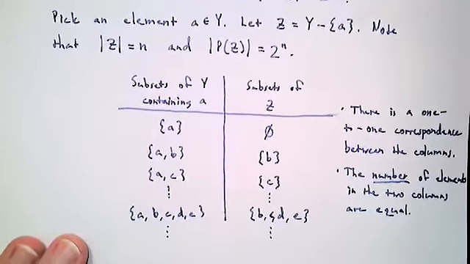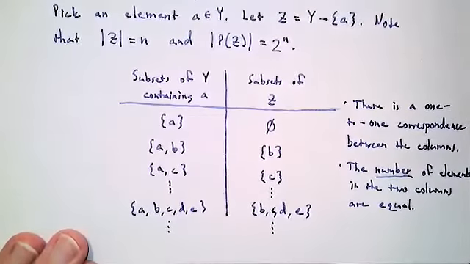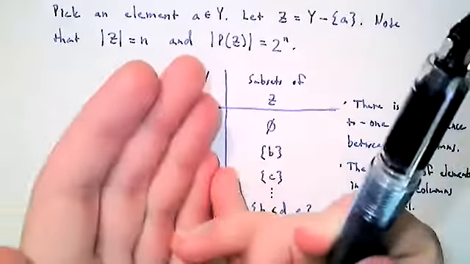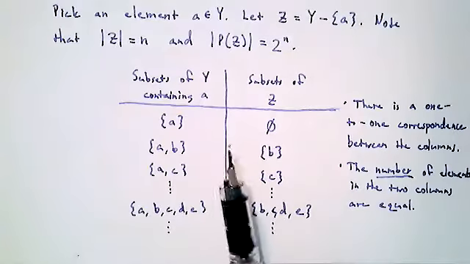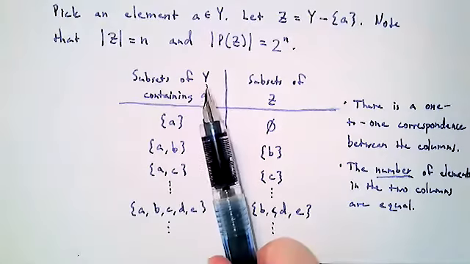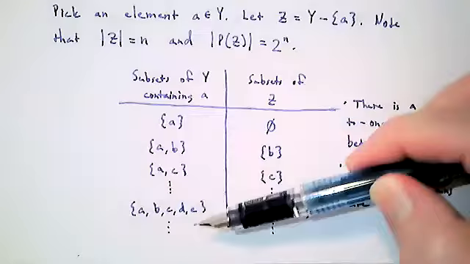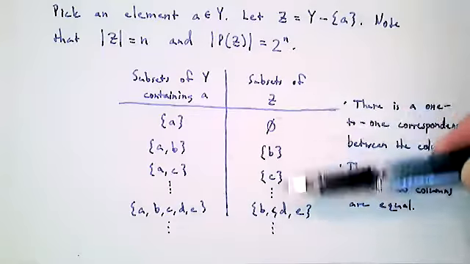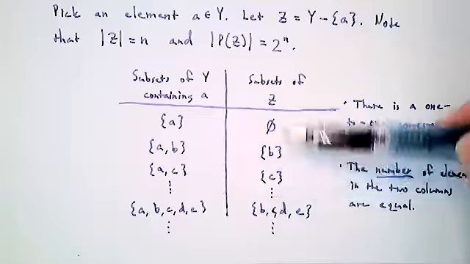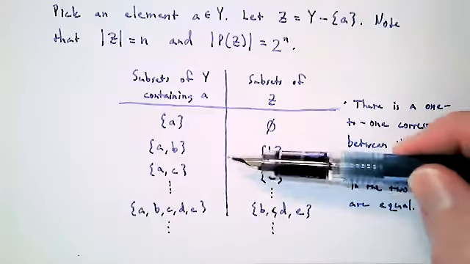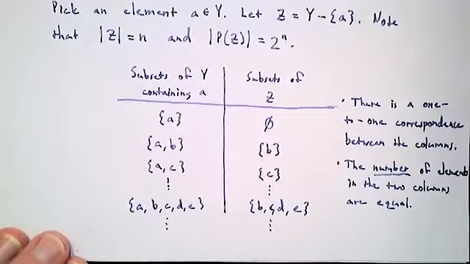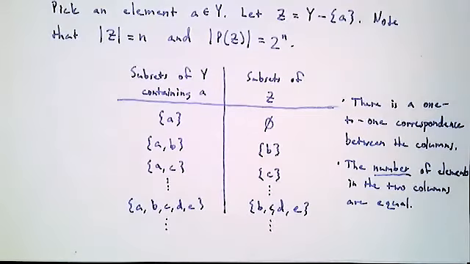So what we've done here is we've made 2 columns, and if we match the 2 columns together, we'll get all of the subsets of our set Y. So we have all of the sets containing A in this column, and all of the subsets not containing A in the second column. Put them together to get all the possible subsets. And this gives us a way to count the total number.